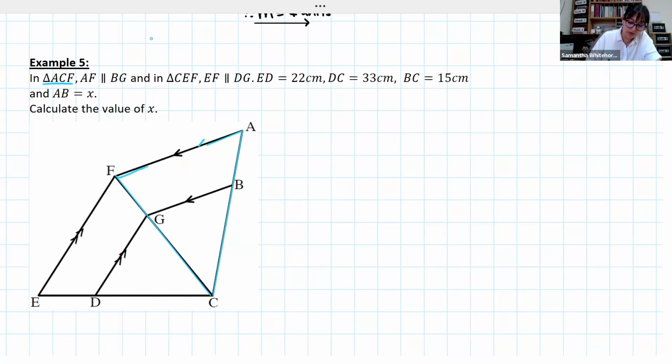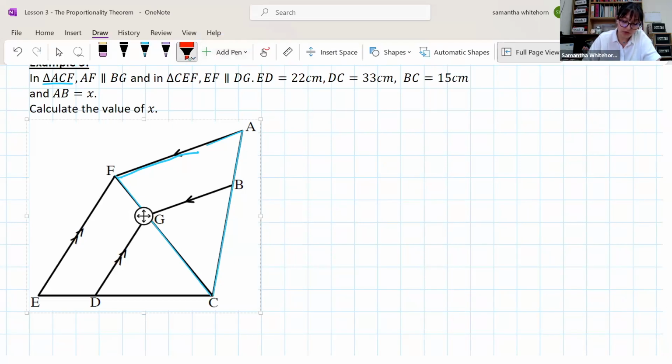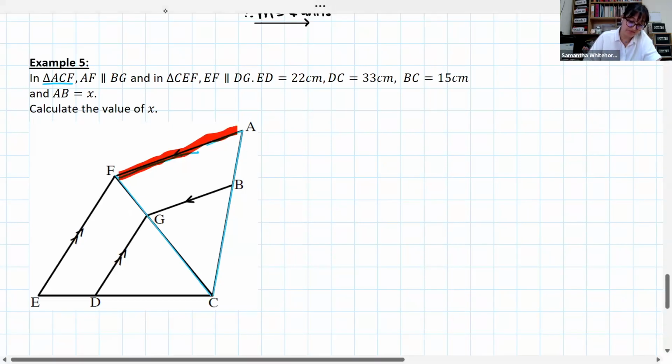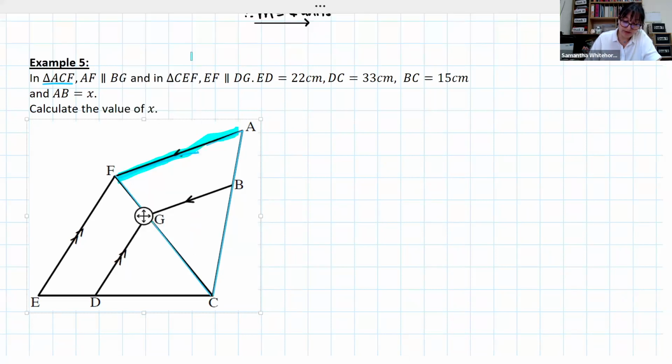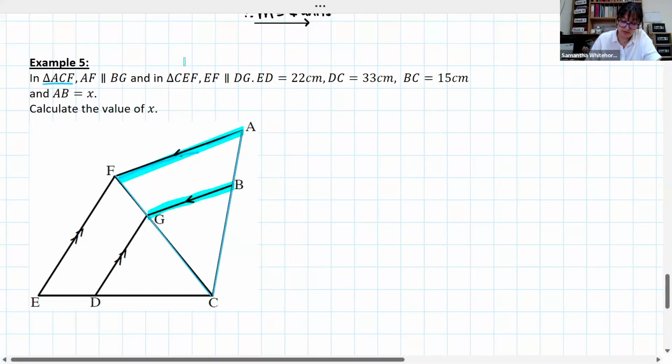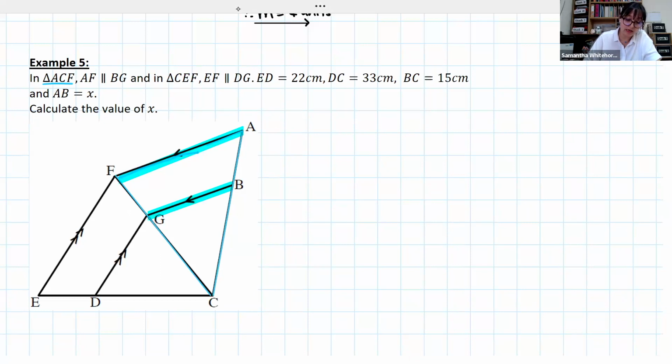In this triangle, we're just going to roll with it. We have been told that AF is parallel to BG. I feel like I'm just not coping today. AF is parallel to BG. And then in my second triangle, CEF, so this purple triangle down here, I've also been told that EF is parallel to DG.